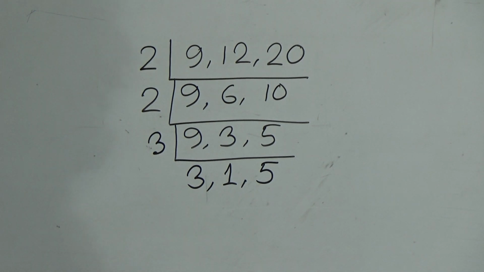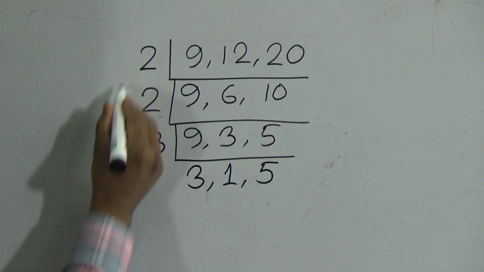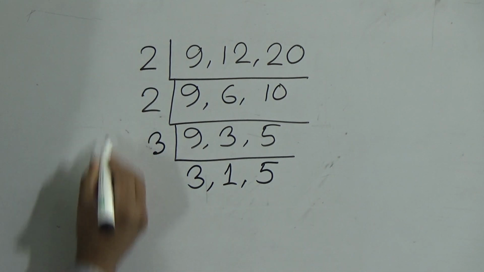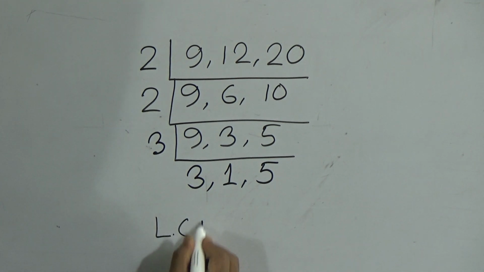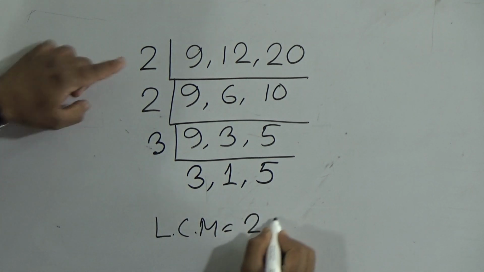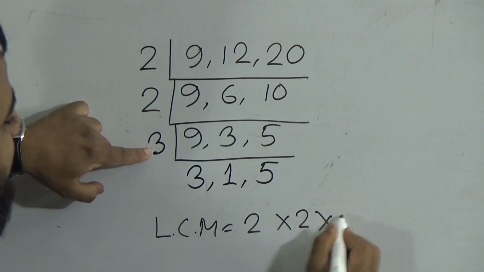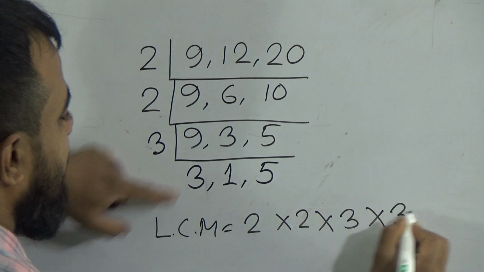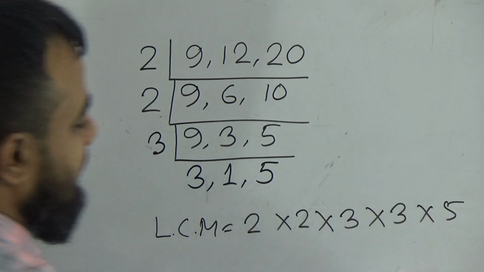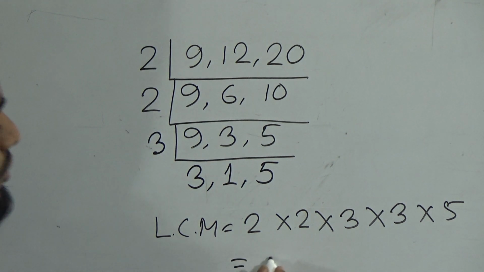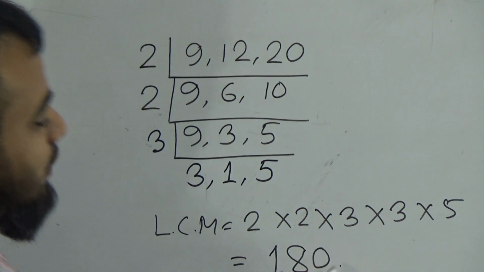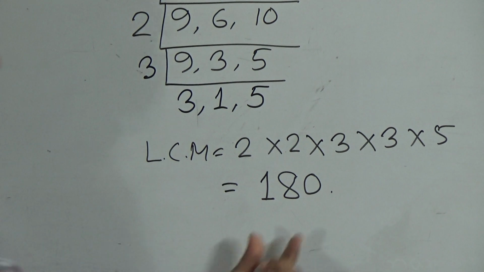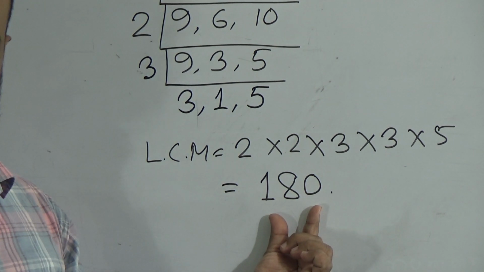That means what is the number of people present in the troops? It is the multiplication of the numbers. The LCM is equal to what? It is 2 multiplied by 2 multiplied by 3 multiplied by 3 multiplied by 5. That's equal to how much? That's equal to 180. That means 180 is the number of people present in that troop.